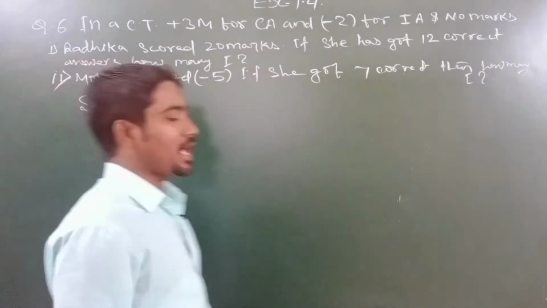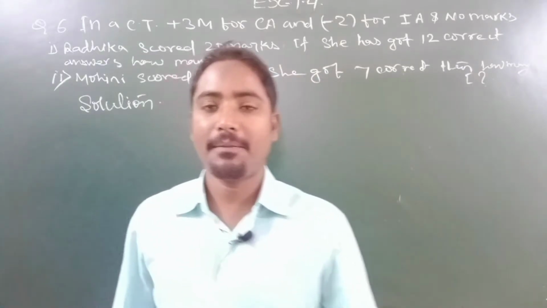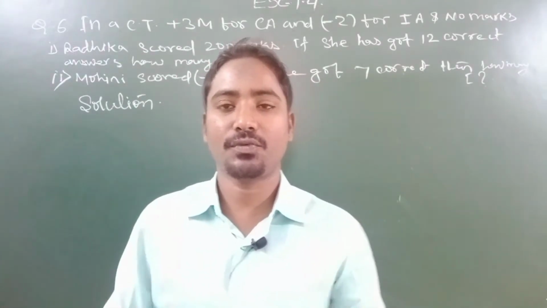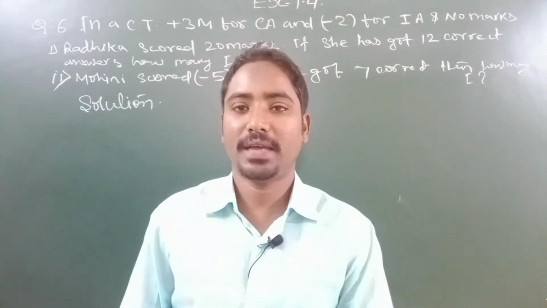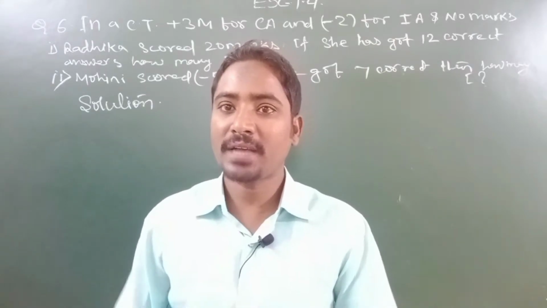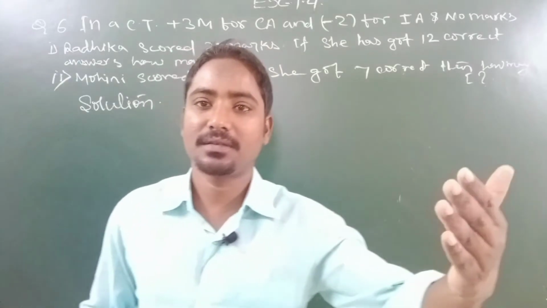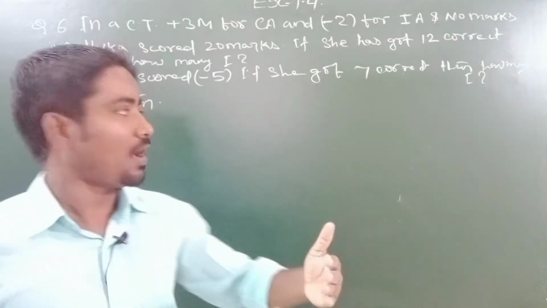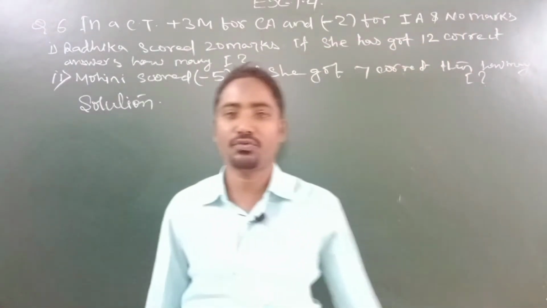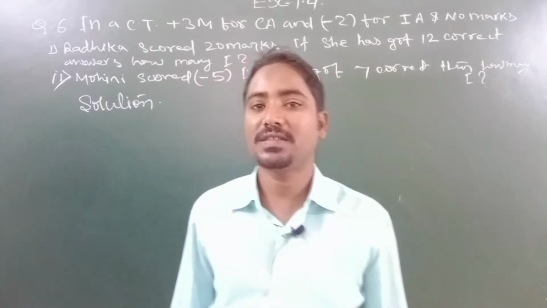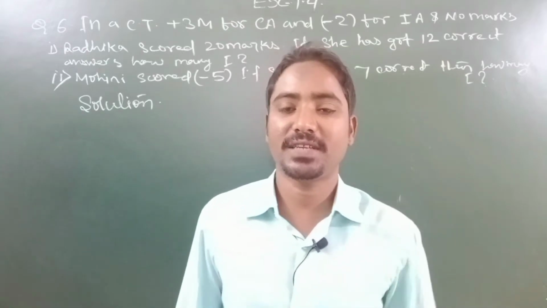So what is given here, students? We know that we are given plus 3 marks for each correct answer and minus 2 marks for each incorrect answer. Now Radhika's score has been given as 20 marks and the number of correct answers has also been given, that is 12 correct answers. Now you have to find the number of incorrect answers that she has given.